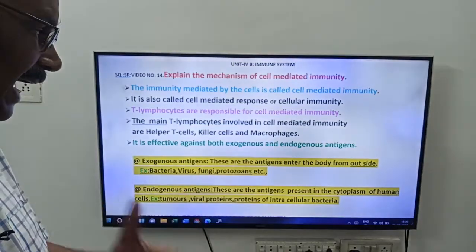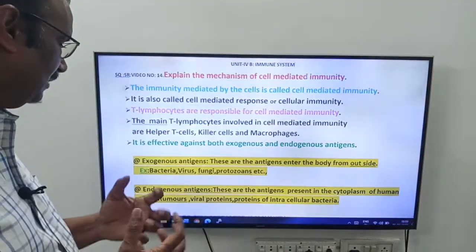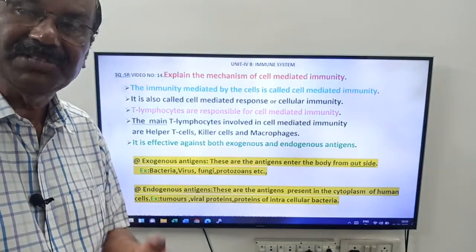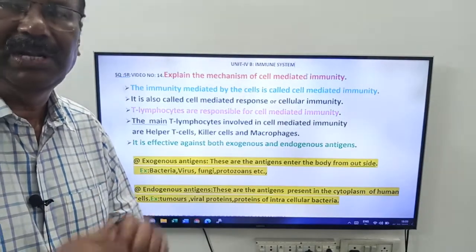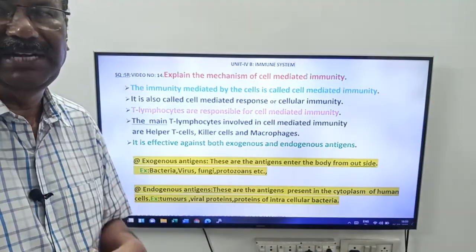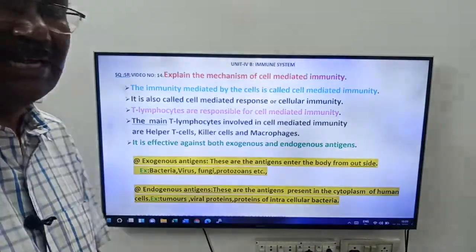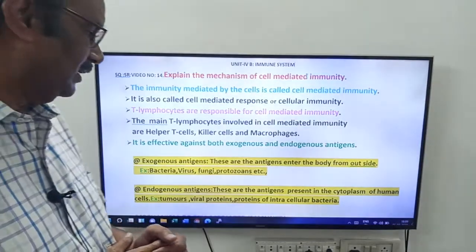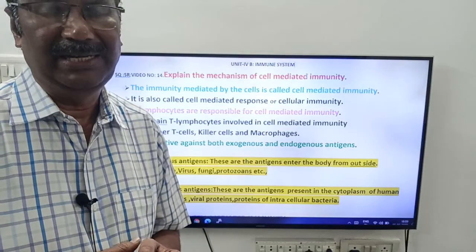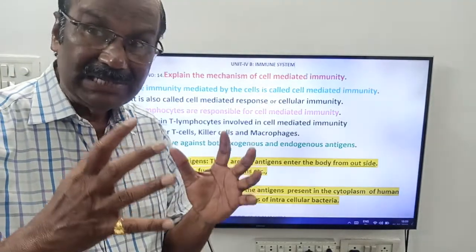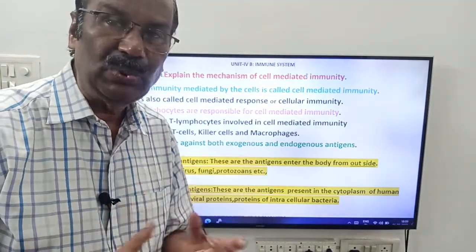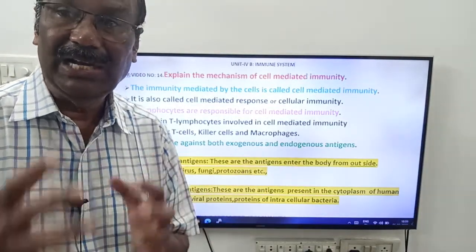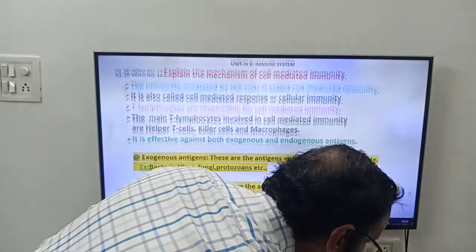Come to endogenous antigens. Friends, these are the antigens present in the cytoplasm of human cells, or inside the body of an individual. They are called endogenous antigens. Examples: tumors, viral proteins and proteins of intracellular bacteria. So the cell mediated immunity is effective against what, friends? Exogenous antigens and endogenous antigens.